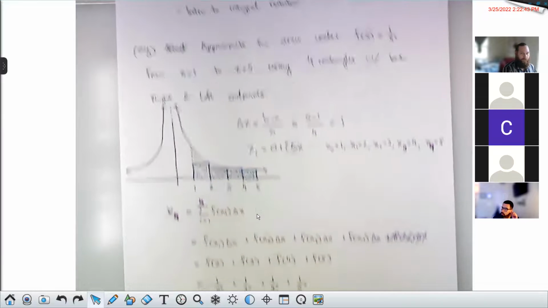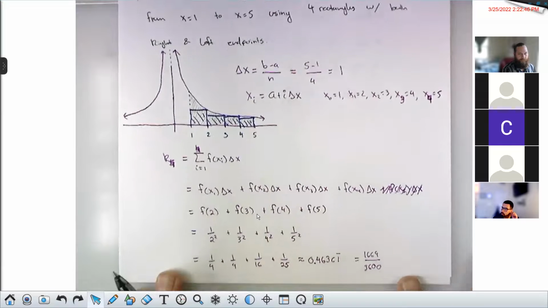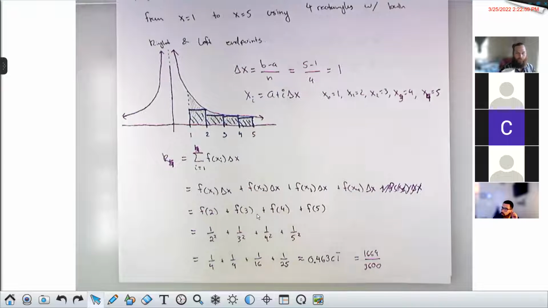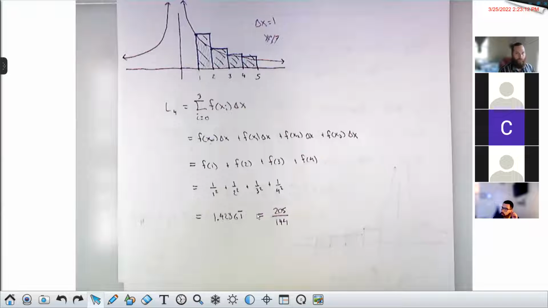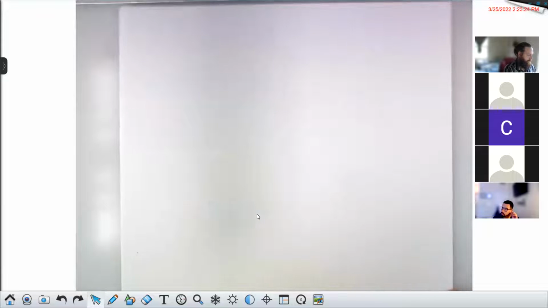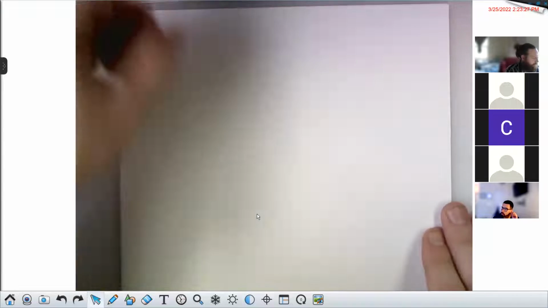So any questions about either of these calculations? Or either of the pictures? Okay. So here's the notation.